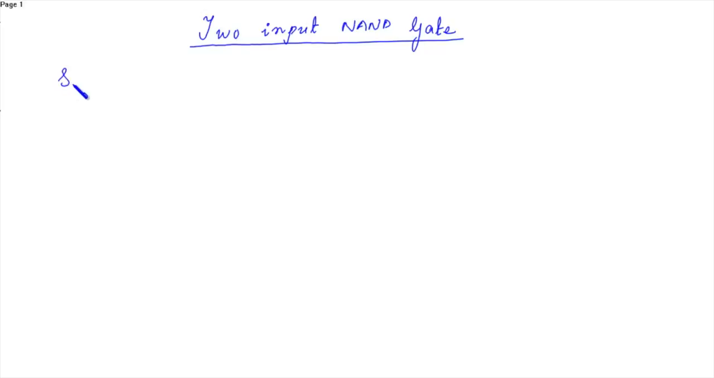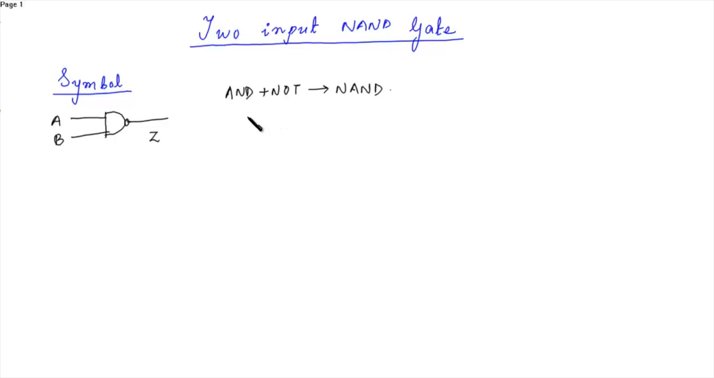What's the symbol of a two-input NAND gate? The symbol of a two-input NAND gate has two inputs, let's say A and B, and the output is Z. AND plus NOT gives NAND. So AND is A dot B, plus NOT is the inverter, which gives (A dot B) bar, or you can write it as A dot B bar.